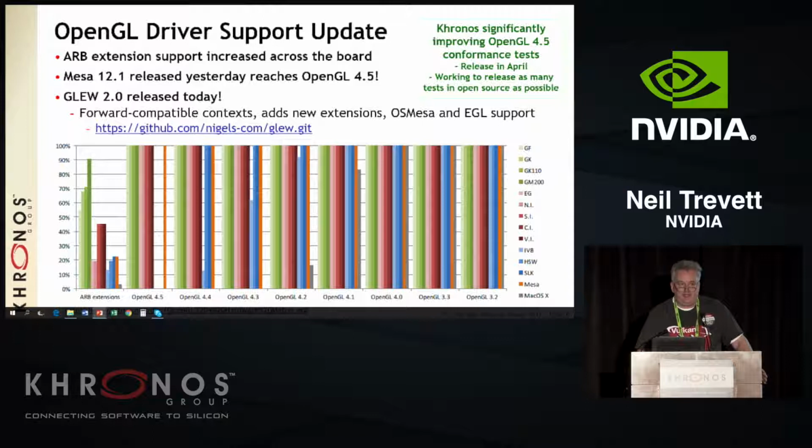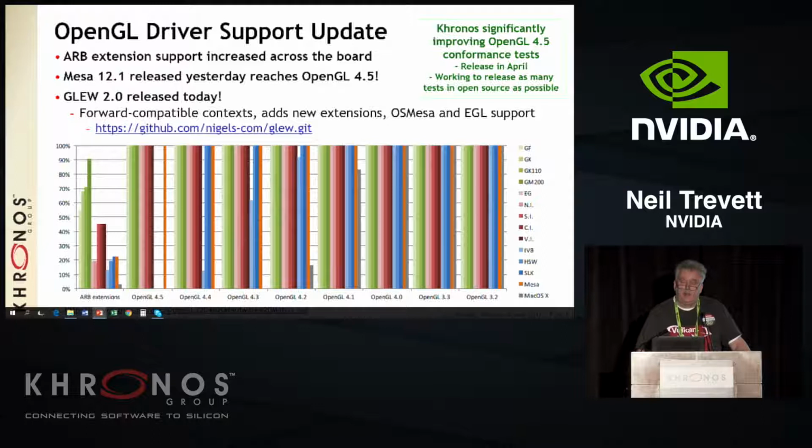And I mentioned behind the scenes activity. We're actually investing quite heavily in making the OpenGL 4.5 conformance tests more robust, which in turn flows back into OpenGL ES. We did a new release of the tests in April. We're continuing to work. We'll do more releases, continually upping the bar for what it means to be OpenGL conformant.